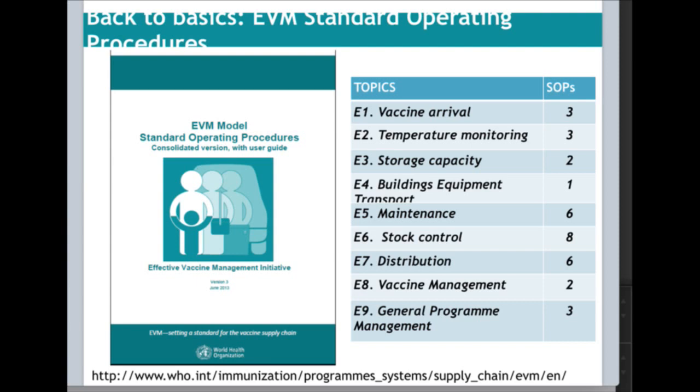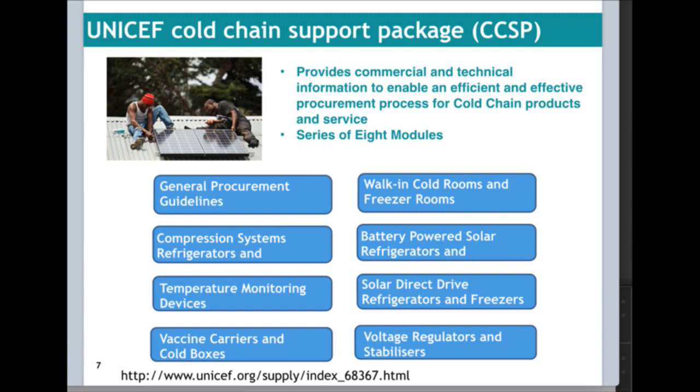There is also the UNICEF Cold Chain Support Package, the CCSP, which provides a range of commercial and technical information that's quite detailed to enable efficient and effective procurement for areas related to cold chain, be it equipment or services. There's a series of eight modules. They're quite complete. You can access them off the web. I've given the URL on this slide as well.